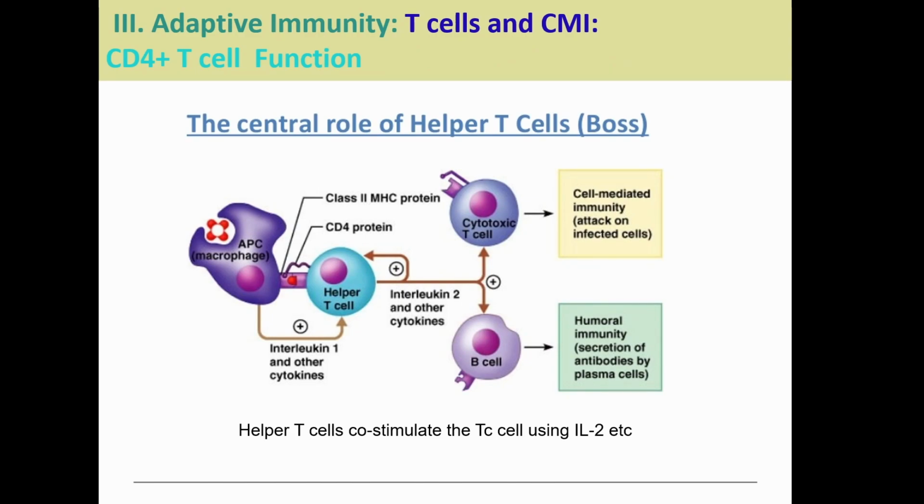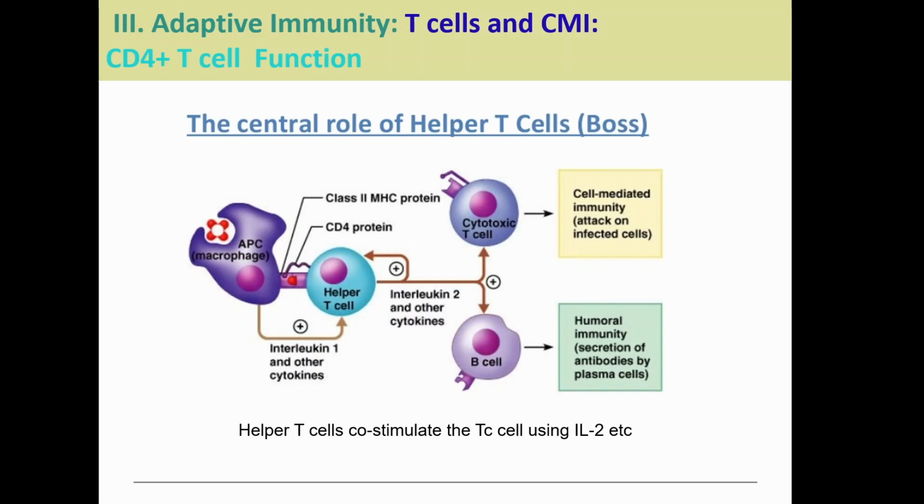So let's take a peek at what the helper T cell is doing. We have this antigen presenting cell, in this case a macrophage, right? It has that MHC2 protein with the antigen. Interleukin-1 and other cytokines coming from the macrophage are going to help activate the helper T cell. That binding is also going to help with the proliferation of that helper T cell.